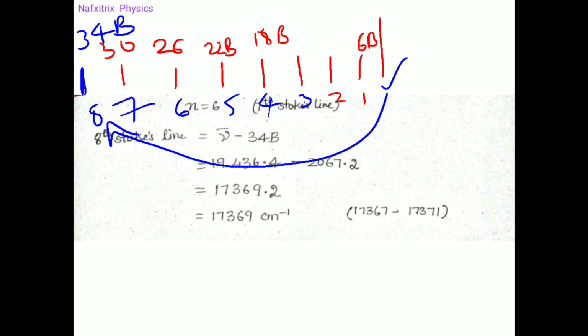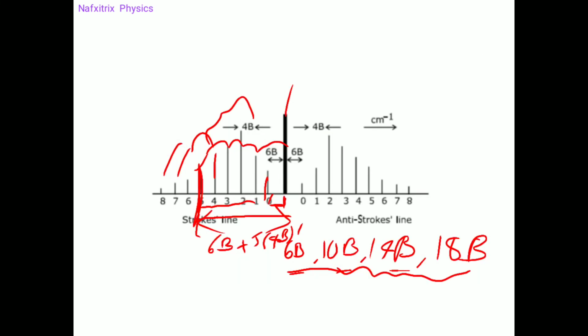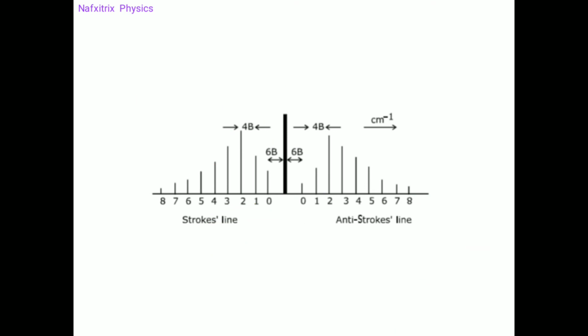So in order to get the next higher Stokes line, what we need to do is simply subtract 34b from nu, because Stokes lines have lesser wave number. They are of lesser energy than the original incident light. As we go from one Stokes line to another, the wave number keeps on decreasing. If we want to get the anti-Stokes line from the Rayleigh line, we just need to add 6b, 4b, 4b like that.